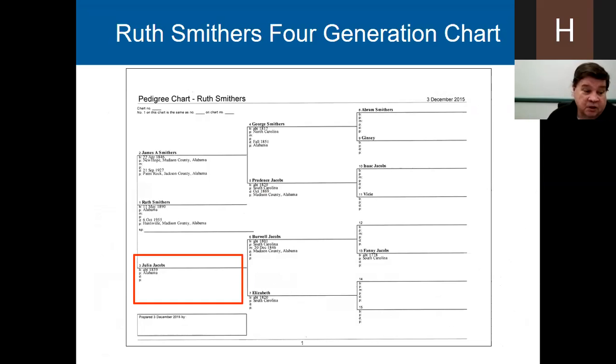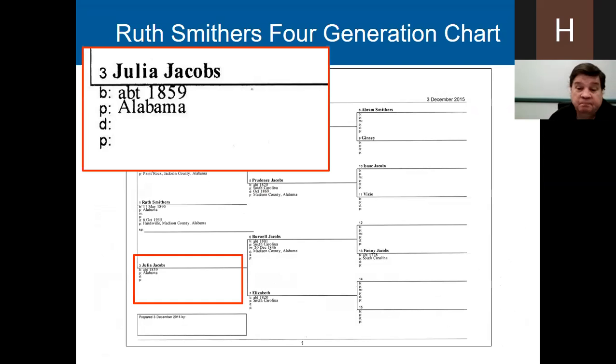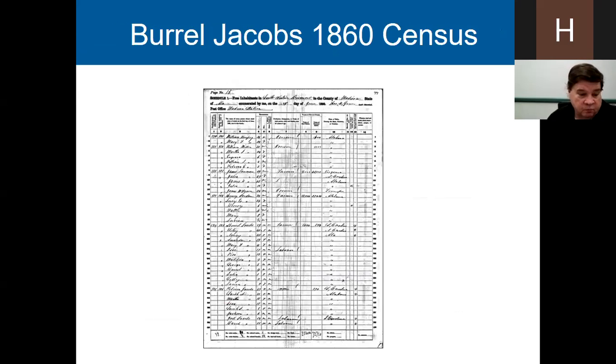Ruth Smithers's mother was Julia Jacobs. Don't have a whole lot of information on her. She was born about 1859 in Alabama. Don't know when she died. Can't find it. But her father was Burl Jacobs. And he shows up in 1860.